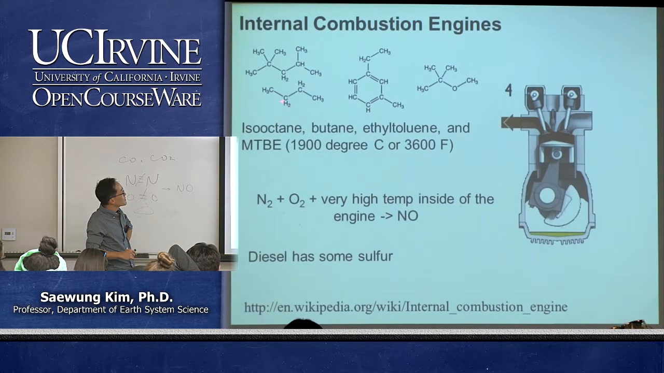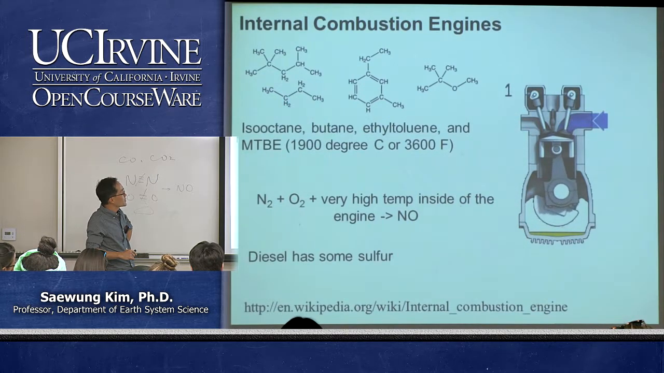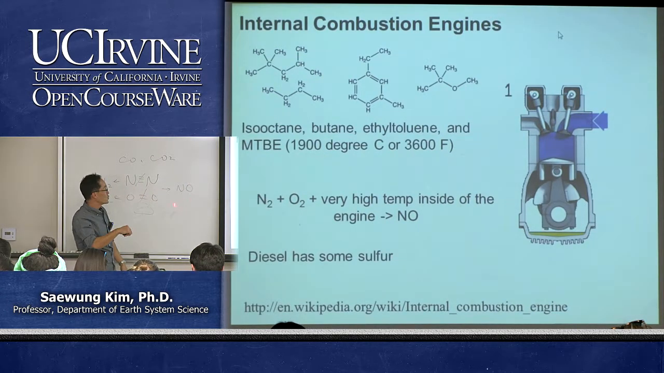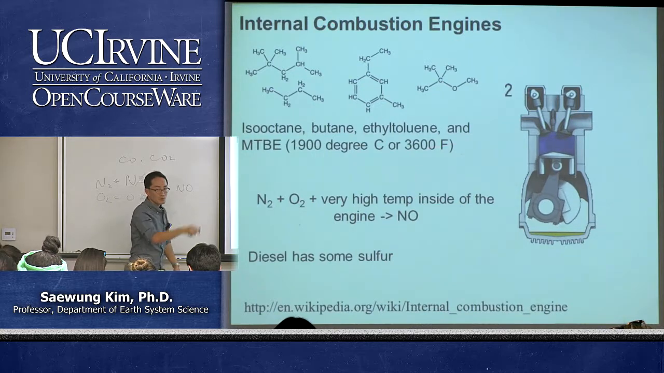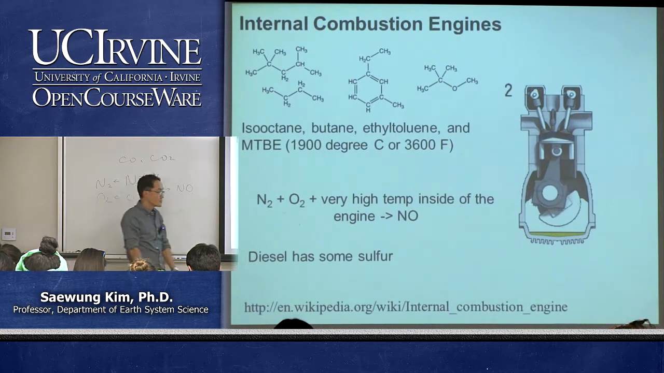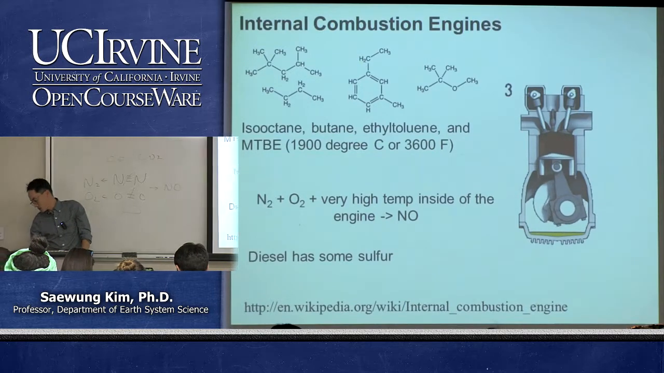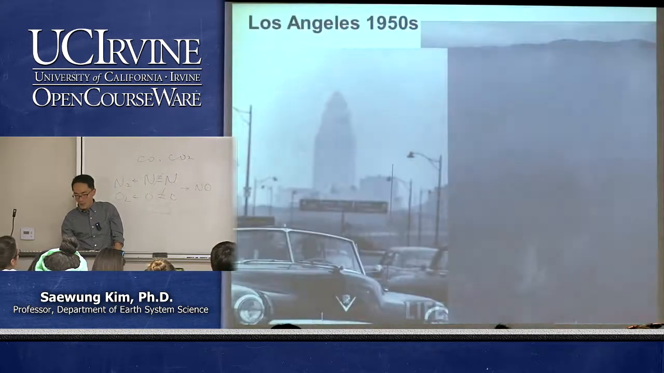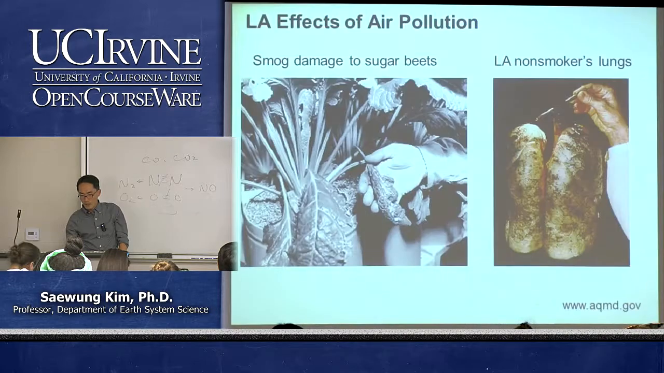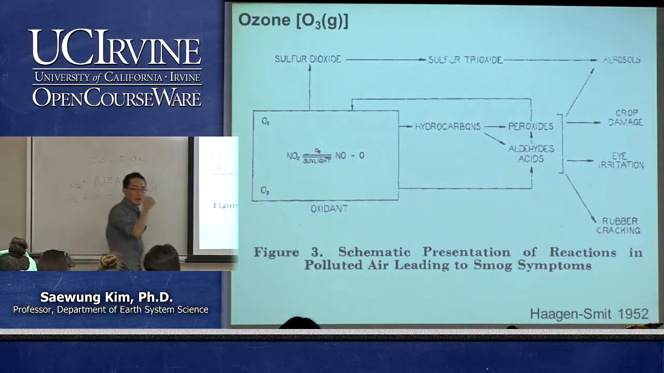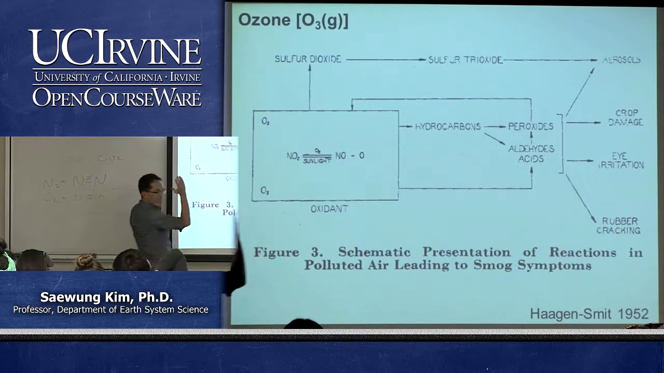So this thing is actually getting into the atmosphere, and that makes the reaction between NO, NO2, and these organic gases, which are reactive organic gases, and that makes the ozone in the atmosphere. So that's where Haagen-Smit comes in. That's the reaction scheme. So next class, we will talk about this reaction.